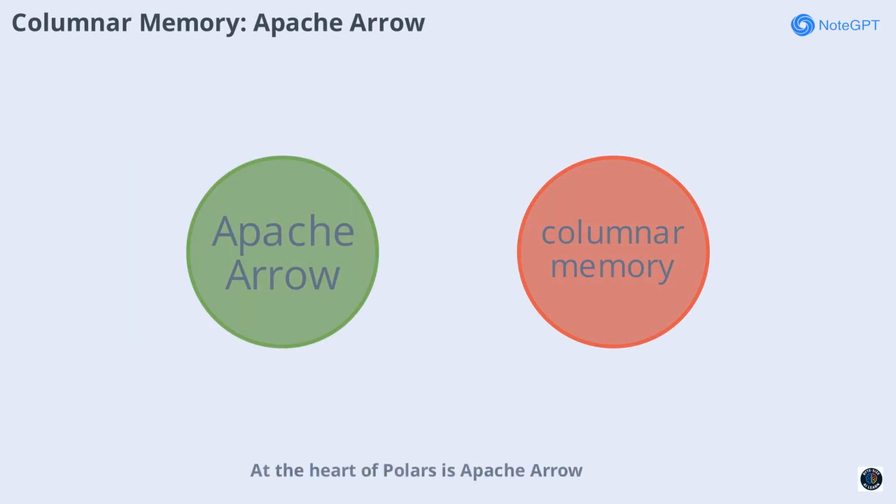The heart of Polars is Apache Arrow, a columnar memory format designed for high-performance analytics. Unlike row-based formats, Arrow stores data by columns, which allows for faster processing and efficient memory usage. This structure enables zero-copy data transfer, meaning data can be shared between processes or libraries without duplication. For analytical workloads, this translates to significant speedups and lower memory consumption. Arrow is a key reason why Polars can outperform traditional DataFrame libraries.